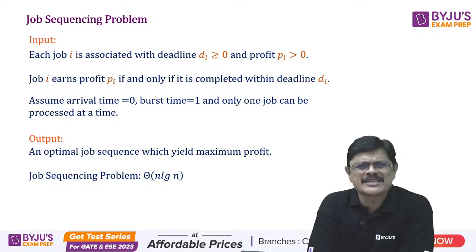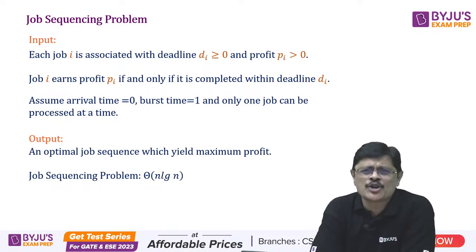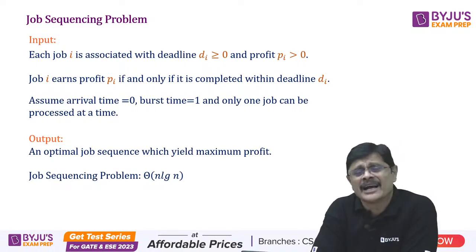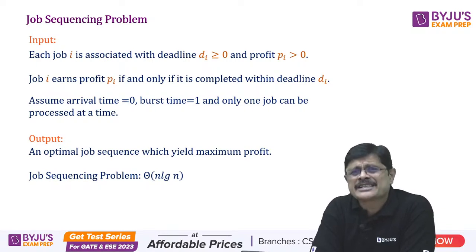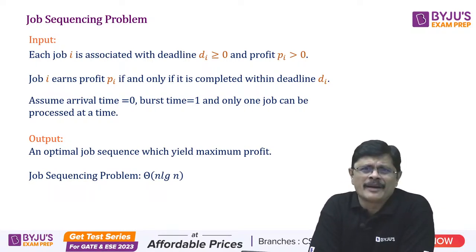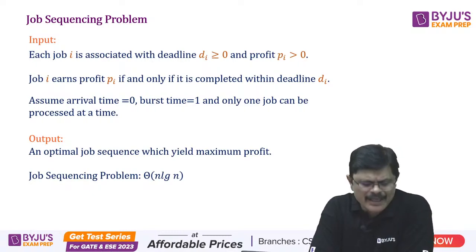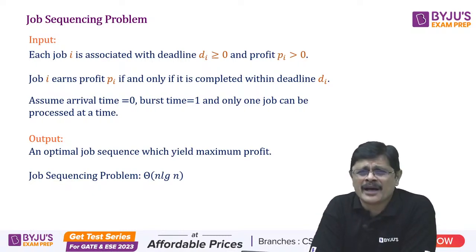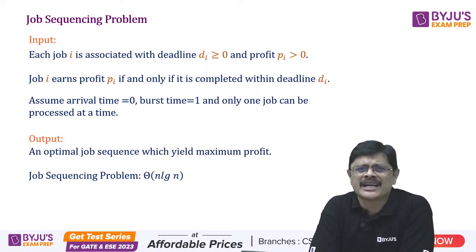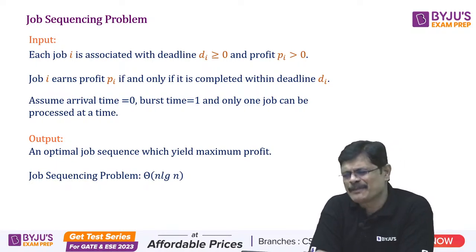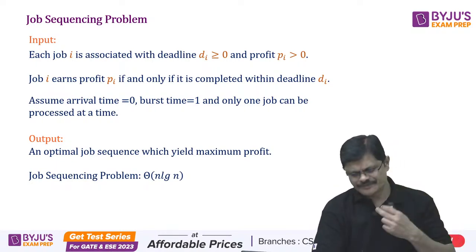Job sequencing problem: every job is associated with some deadline and with some profit. If it is completed within the deadline, that profit will be earned, otherwise that profit will not be given, my dear friends. And we assume that each job's burst time is 1 and arrival time is 0. Means all the jobs arrive at time 0 only, but the burst time we take as 1, my dear friends. It's actually a simple variation of what you do in your CPU scheduling algorithms.